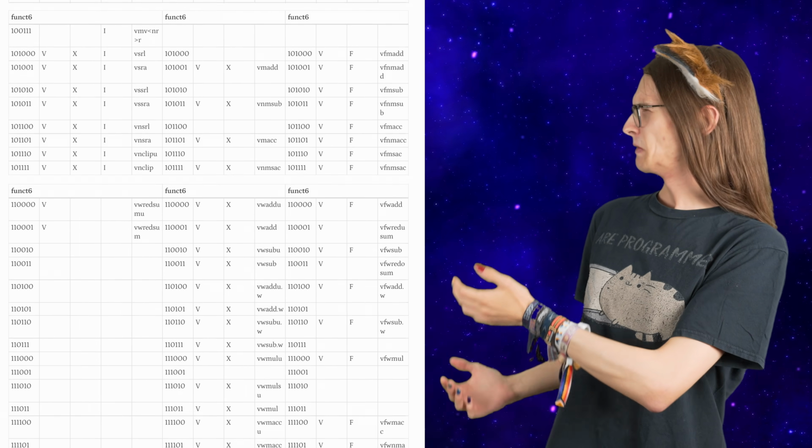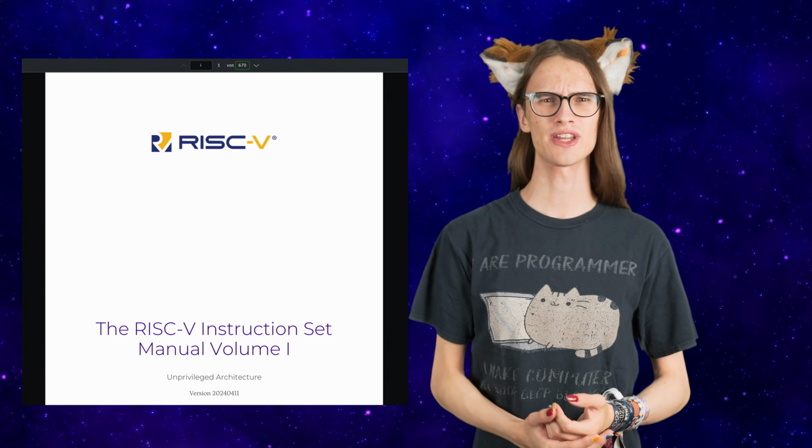like the cryptography and vector extensions, that's not really true. There are a lot of vector instructions. The specification in the 2024 edition has grown to over 600 pages. That's about 3 times as large as the previous one.